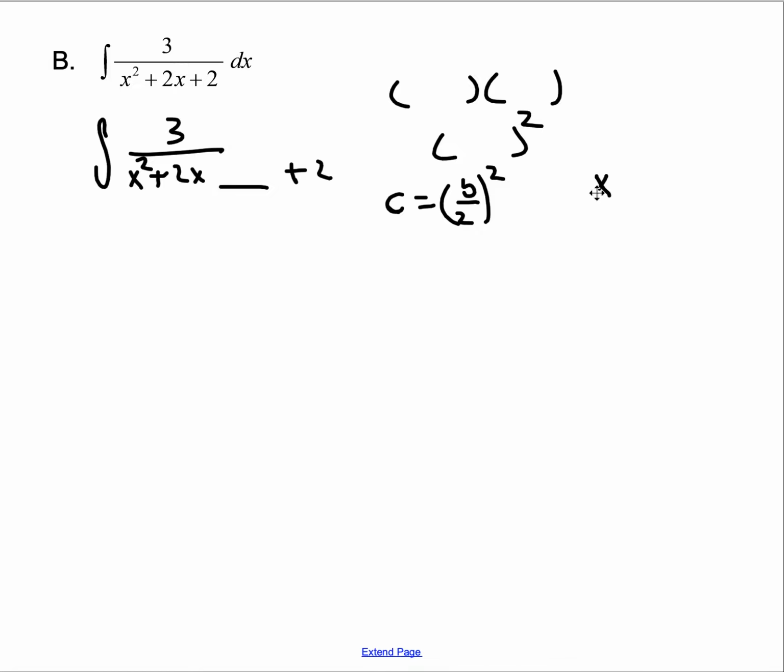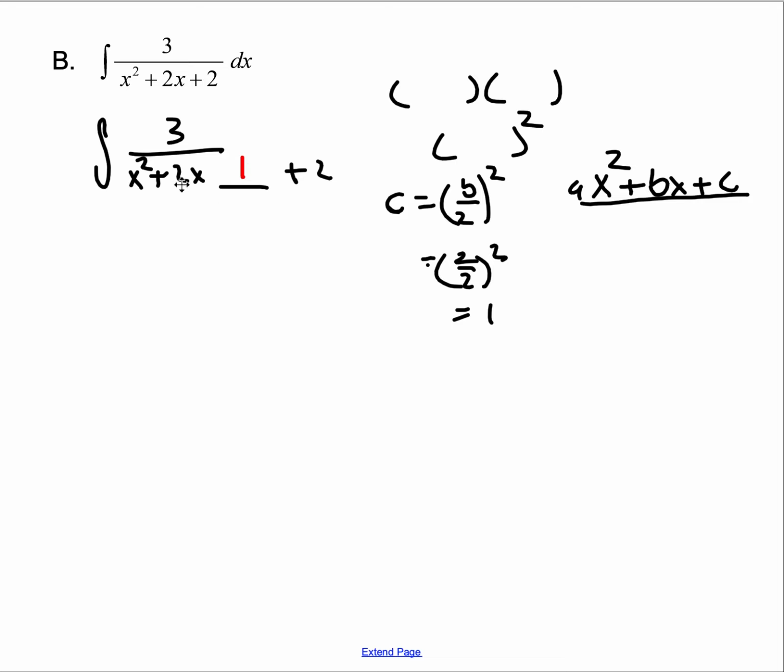Remember, any quadratic, we're going to express it in this way. So our middle term, or the coefficient for the x, would be our b. In this case, it is 2. 2 over 2 squared. That's just 1 squared, which is 1. So what I'm going to do is add 1 here.